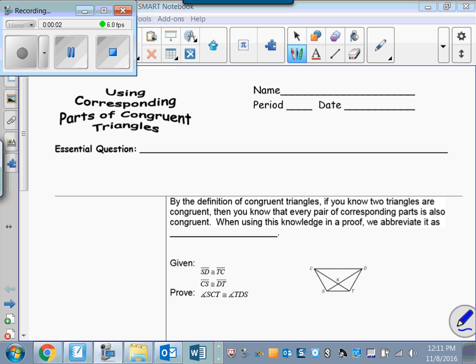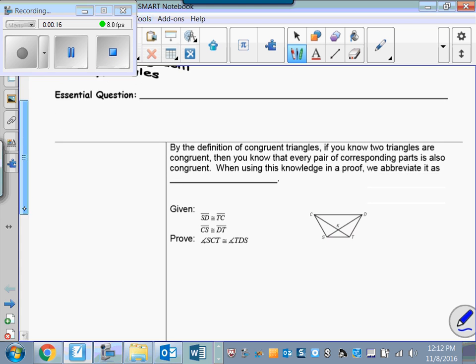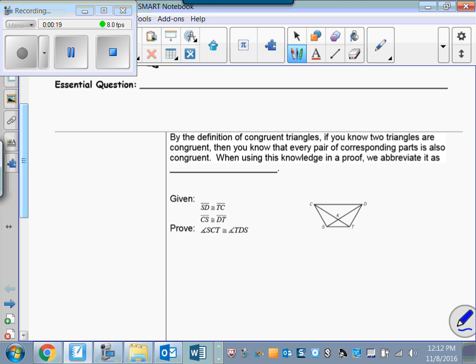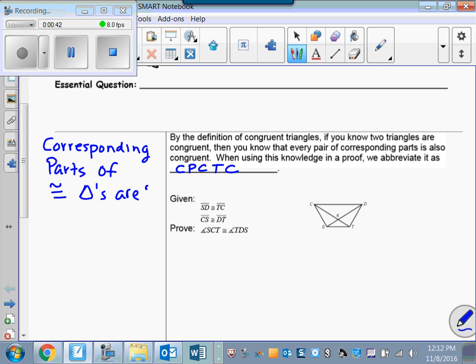In today's lesson, we're going to learn how, once we have proved two triangles congruent, we can use that to say that corresponding parts of those triangles are congruent. So we have a little acronym here, and we call it CPCTC. All right, and I'm going to write over here what that stands for. That stands for corresponding parts of congruent triangles are congruent.